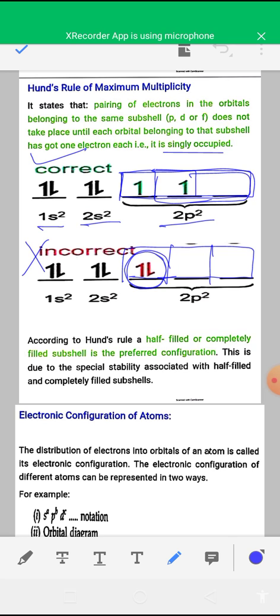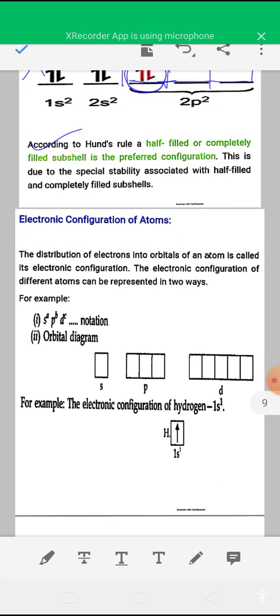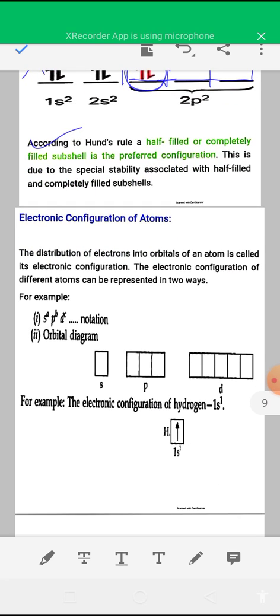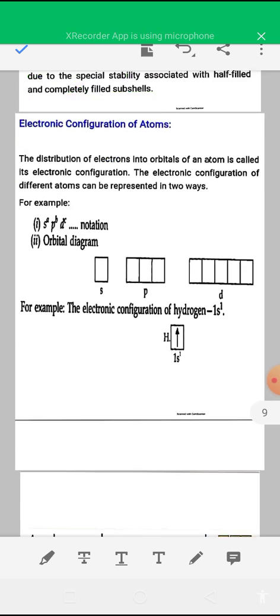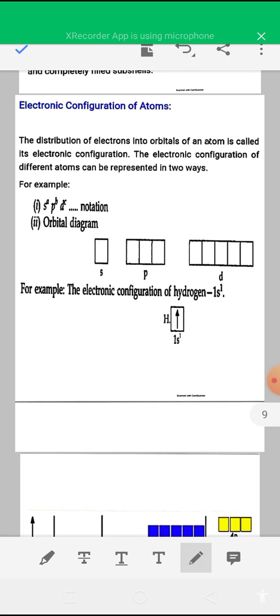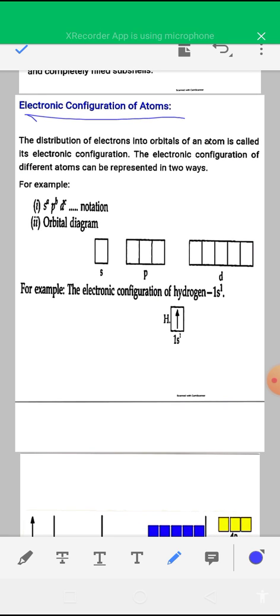Pairing of electrons in orbitals belonging to the same subshell does not take place until each orbital belonging to that subshell has got one electron. And according to Hund's rule, a half-filled or completely filled subshell is the preferred electronic configuration. Okay. Now, how to write the electronic configuration of an atom?